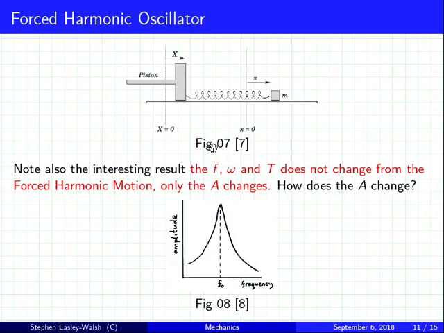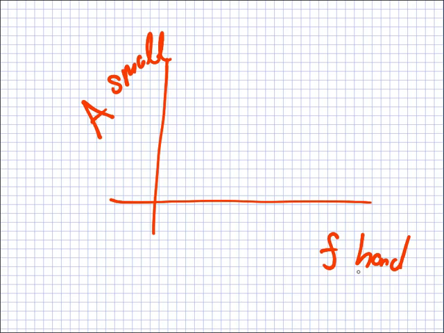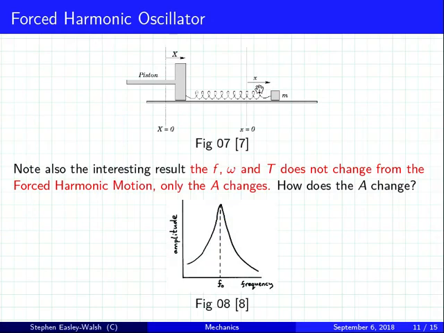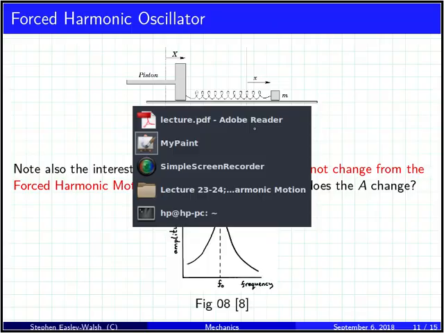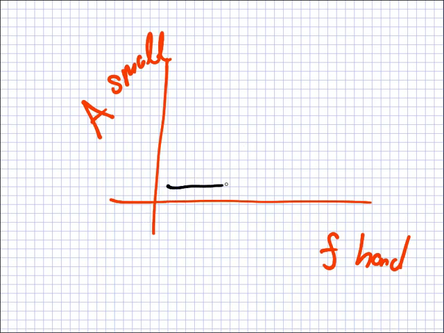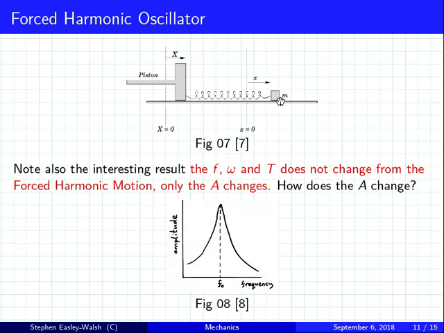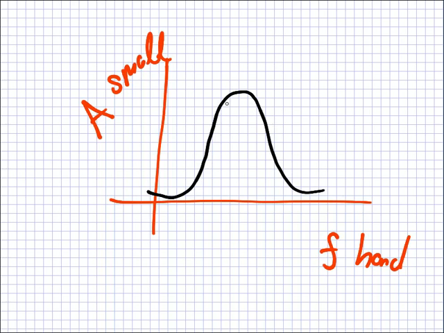Okay? So you might think if you push this really fast, so that means the F is really big, then this will move more amplitude. So you might think the graph might look like this. But it doesn't. It's quite surprising. The graph actually looks like this. If you move it too fast, you actually get less amplitude. There's some point here where you get the most amplitude.